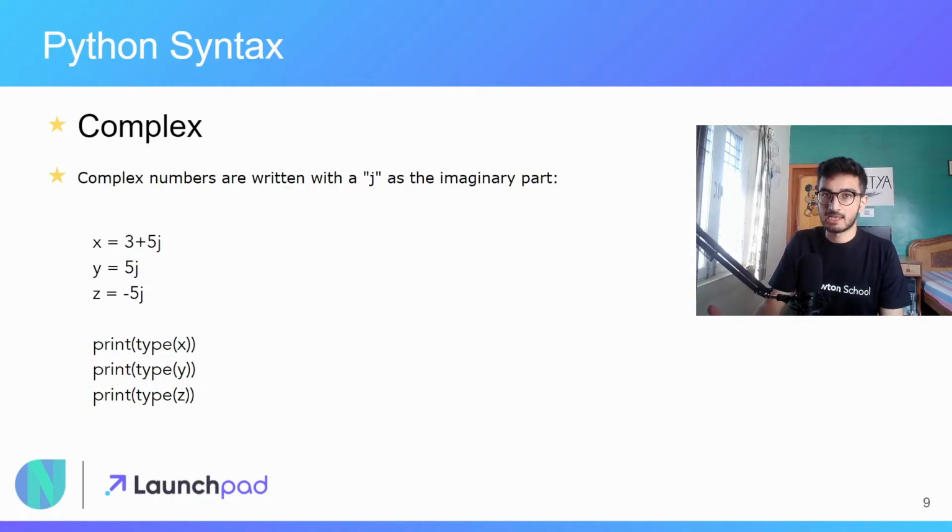Then there is the last one, which is complex. Complex numbers are written with the j as the imaginary part. So these numbers have a real and an imaginary part. So we can use 3 plus 5j, 5j or minus 5j. All these are complex. And if you run this and print the type, it would show complex.